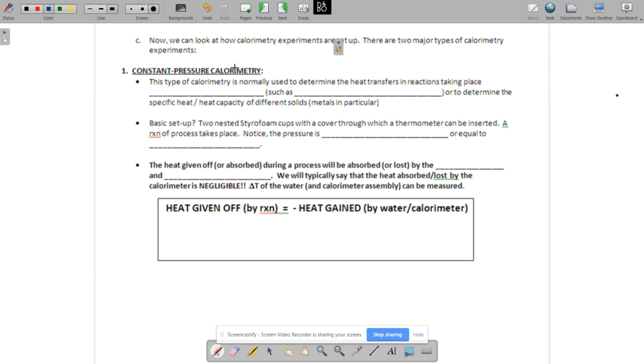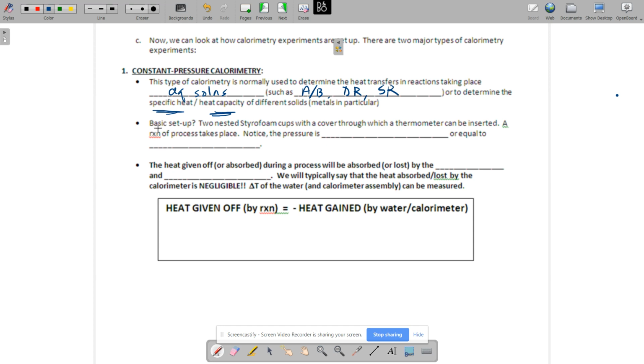In class, we will be conducting what's called constant pressure calorimetry experiments. This is a type of calorimetry normally used to determine heat transfers in reactions taking place in aqueous solutions. So things like acid-base reactions, double replacement, maybe some single replacement, whatever. If a reaction happens in an aqueous media, it's fair game. We also could set up experiments to determine the heat capacity or specific heat of certain substances. So we'll talk about that example too.